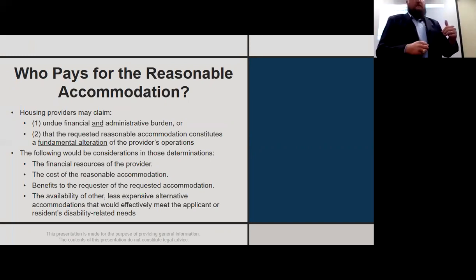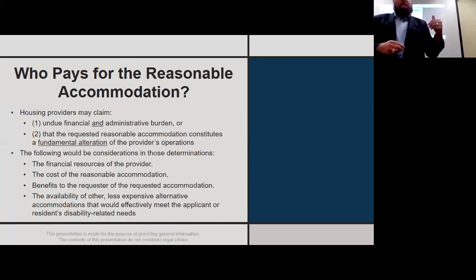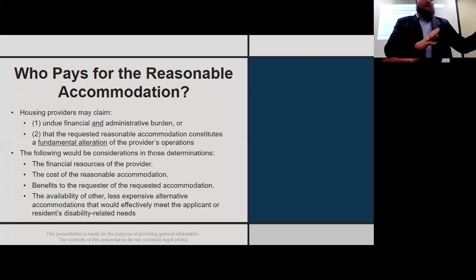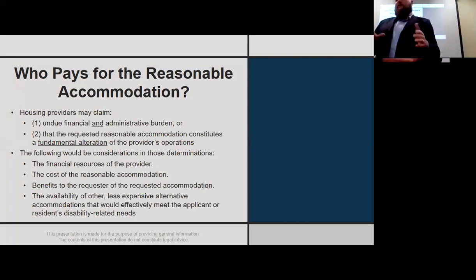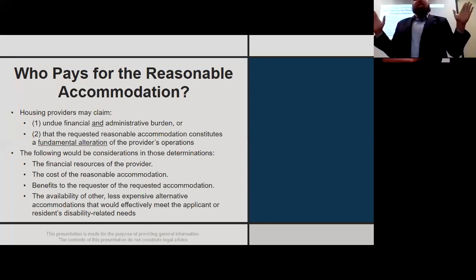Or if it's going to be a fundamental alteration to your operations. So if you have somebody that can help with the person taking out the trash, or you have somebody that can help get a parking spot reassigned for somebody that's mobility challenged so they can get into their apartment, that's not a problem. Now, if they're asking you to do something totally different, if they ask, for instance, if you rent a condo out and they're asking you to go grocery shopping for them, that is fundamentally different than anything you provide. So you can say, I can't pay for that accommodation because that is outside of the scope of anything I would do on my end.